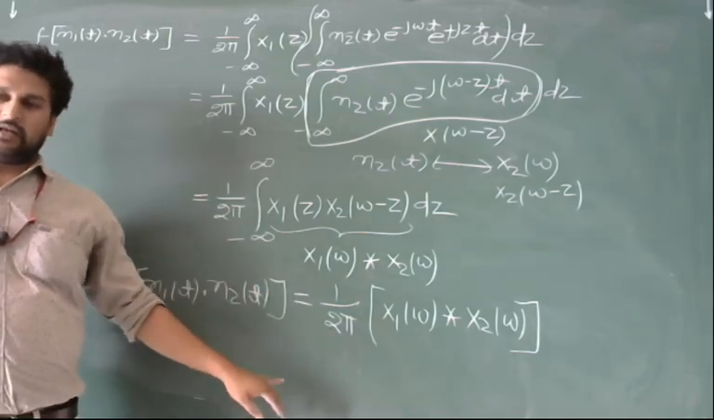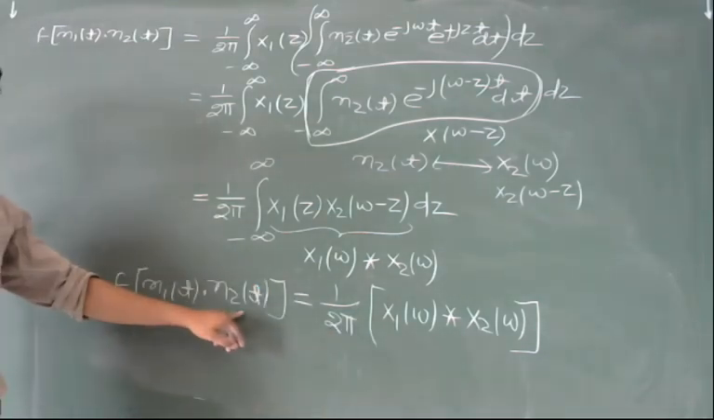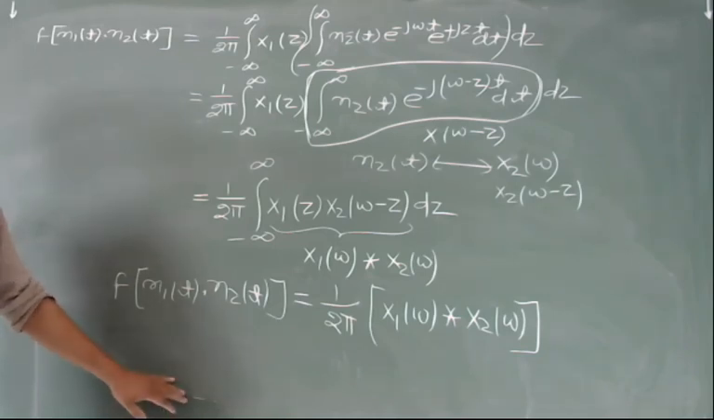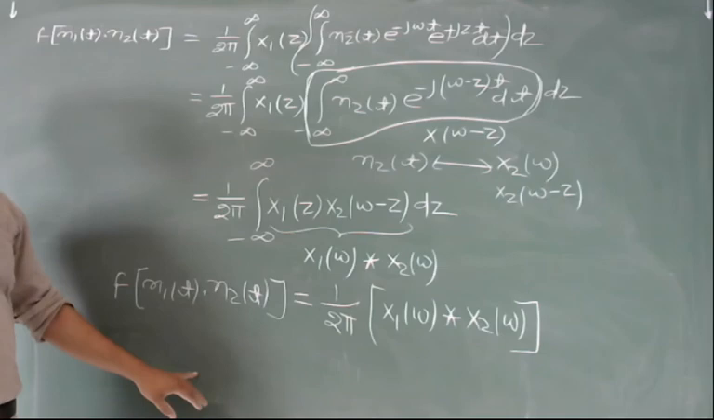If we convolve the signals in the time domain, then in the frequency domain the signals will be multiplied, which is the convolution property of the Fourier transform. These two properties are very important properties.